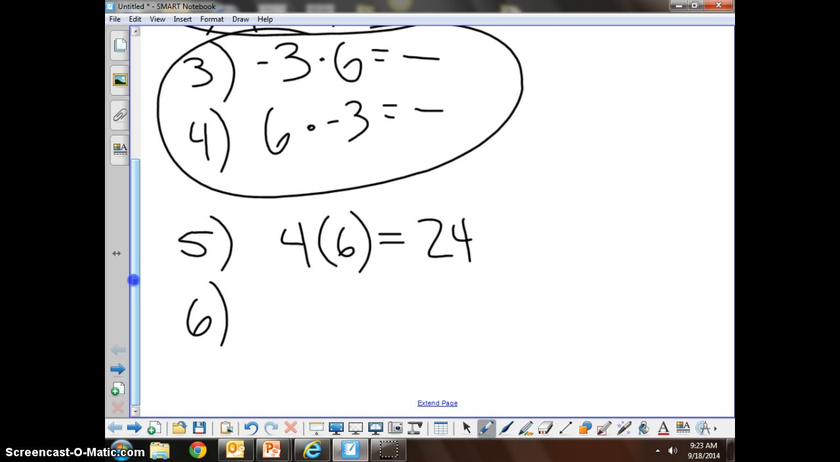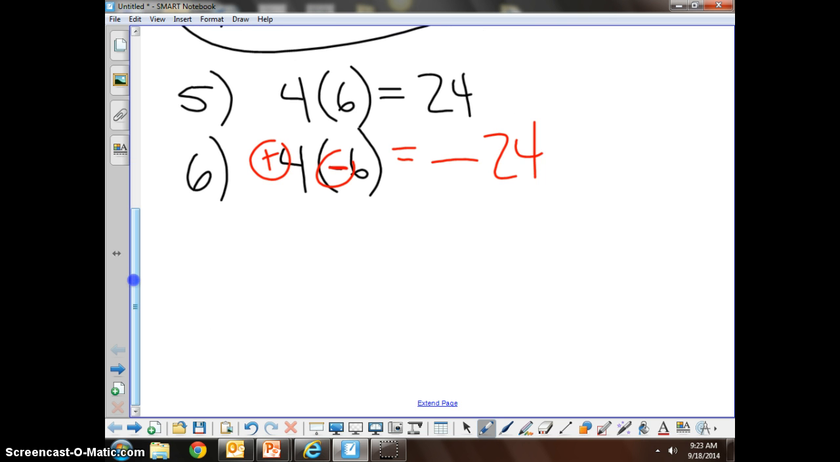Number 6, if we have 4 and we're multiplying by negative 6, we now have two different signs because technically the 4 is a positive even though it's not shown. And then as you know, the 6 is a negative. When you have a positive and a negative, or two different signs, you know your answer is going to be a negative, and then whatever 4 times 6 is, in this case 24. Pretty basic stuff so far.